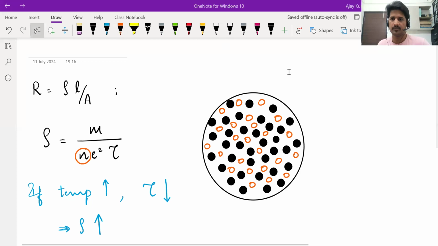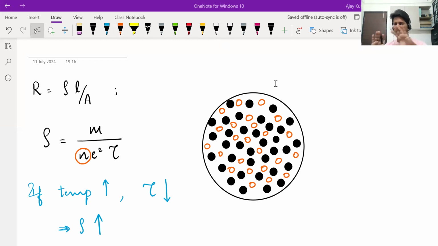What does n represent? Number of conduction electrons per unit volume. Now in a given conductor, the number of conduction electrons is fixed because each atom may contribute 1 electron, each atom may contribute 2 electrons, and the number of atoms is fixed, no?